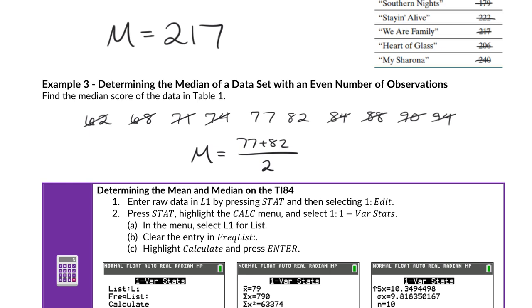77 plus 88 divided by 2 is going to be 79.5. I just stuttered over all of those words. I said 88? Yeah. My bad. 82.